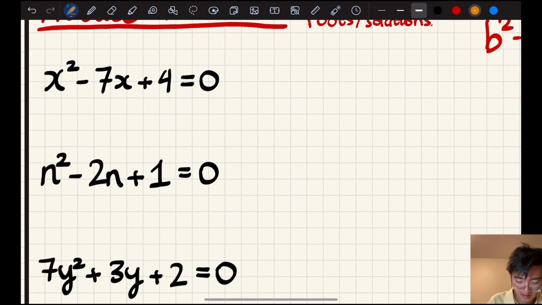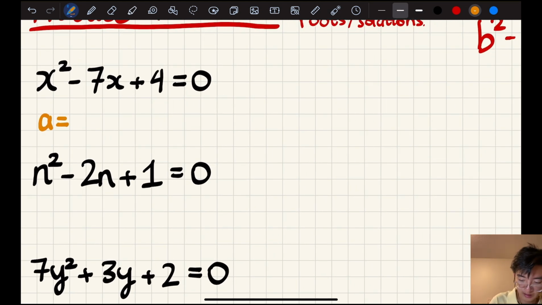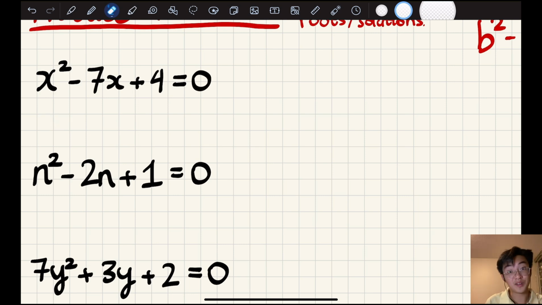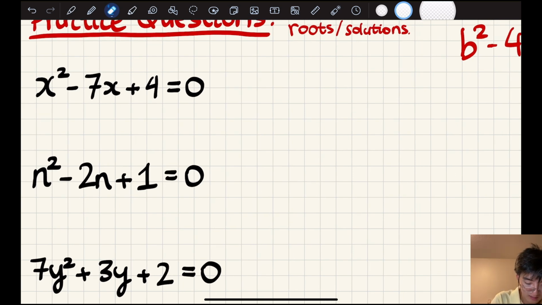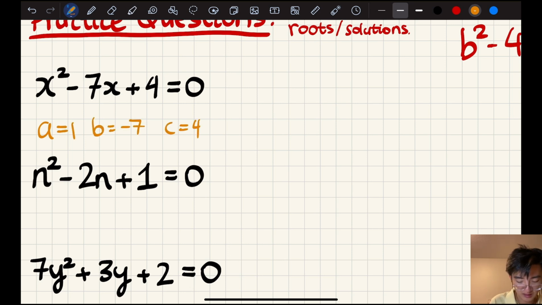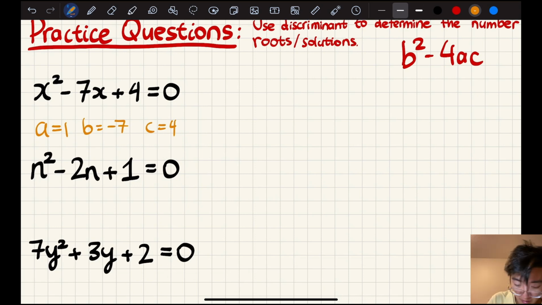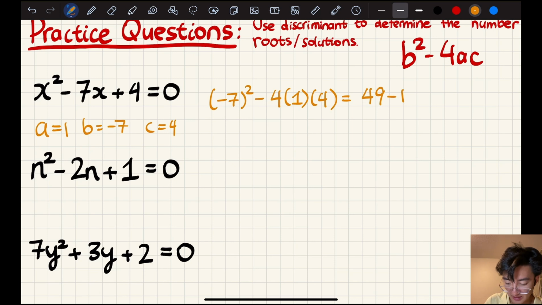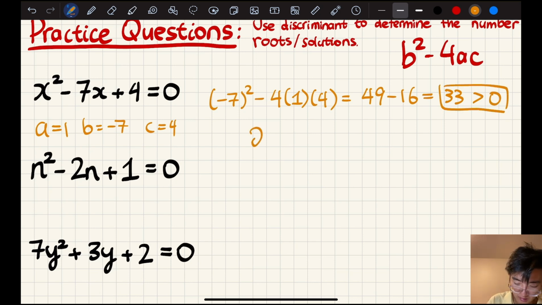So the first question, right? So we have a, the pen's too thick. So now for the first question, a is just 1, b is negative 7, c is 4. We just plug into the formula, so b squared is negative 7 squared minus 4 times a, which is 1, and c, which is also 4. This gets us 49 minus 16. Right, this seems very positive, and it is, which is 33. We know 33 is bigger than 0, so this question right here has 2 solutions.